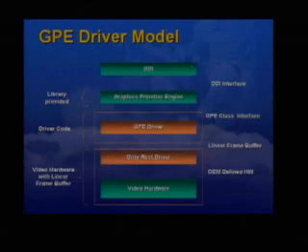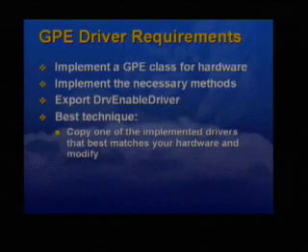Now again, here's the diagram of what you're going to have to do. You're going to have to do that middle part, the driver code. Everything else is going to be done for you, which is really nice. Now like I said, this is C++, so you're going to implement a GPE class. You're going to name it something different, but derive it from the GPE class that's provided when you link to the GPE lib. You're going to implement the necessary methods. You're going to export one function, DrvEnableDriver, from your DLL. Because remember, it's Windows CE, so your driver is nothing more than a DLL. Now, what I see almost everybody doing is copying the closest driver they can find and hacking it out, because it's just the easiest way to do this. You could build it from the ground up if you wanted to.